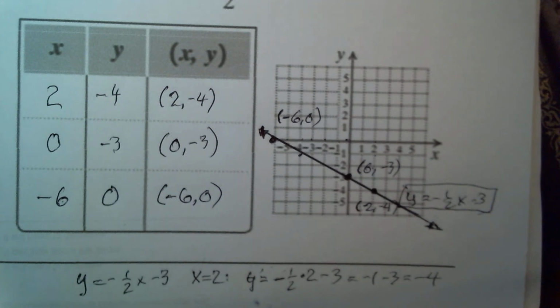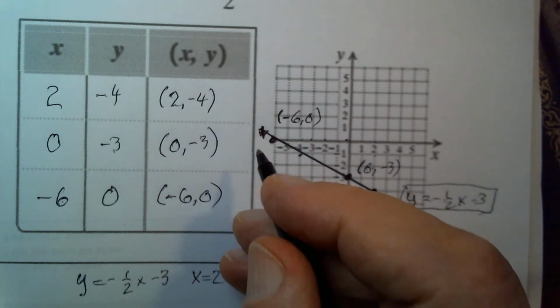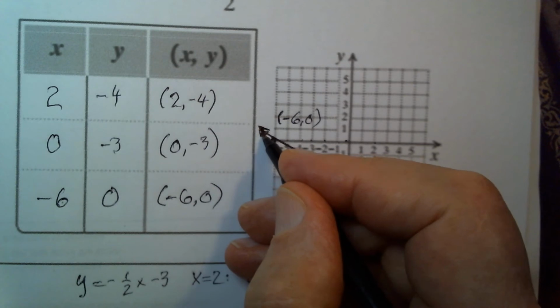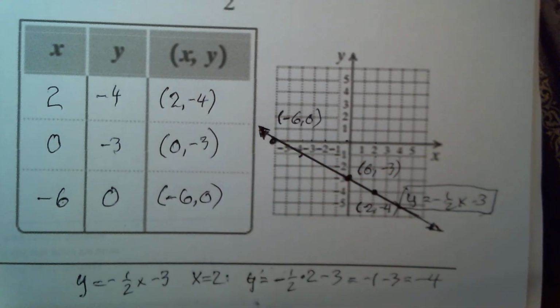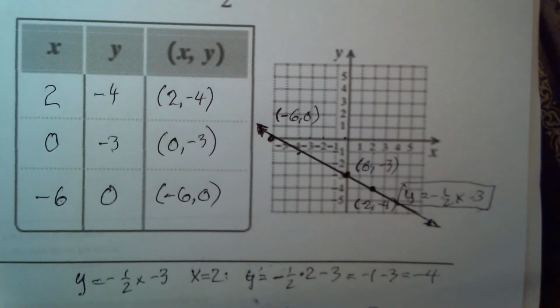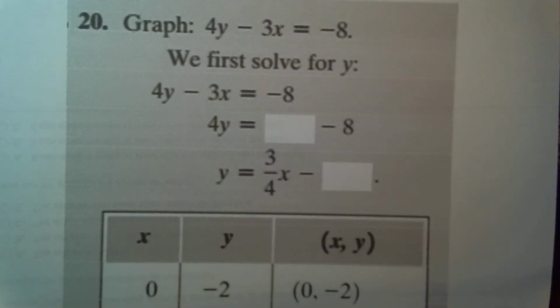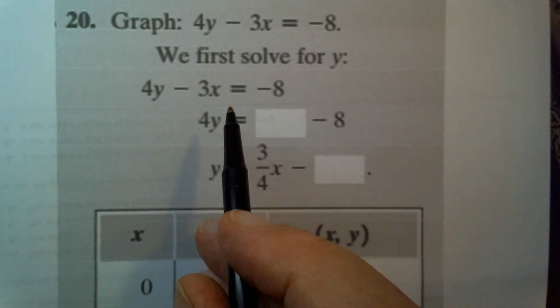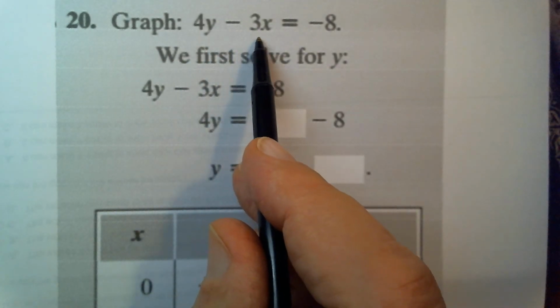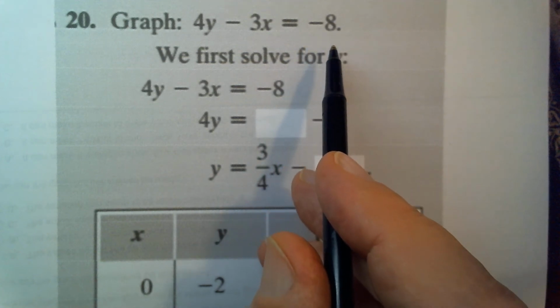So this is the sort of thing you should learn to do. This takes a little bit of practice, but there's nothing inherently difficult about it. The next exercise, number 20, is a guided solution one. So here we are asked to graph 4y minus 3x equals minus 8.